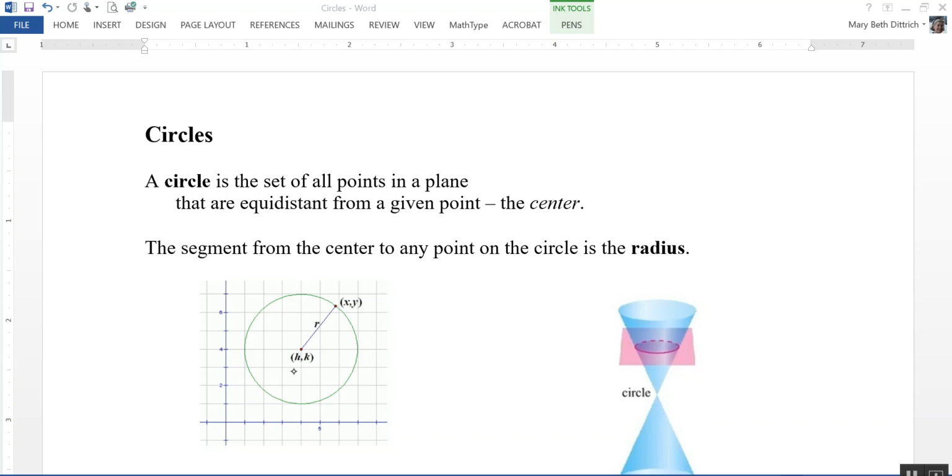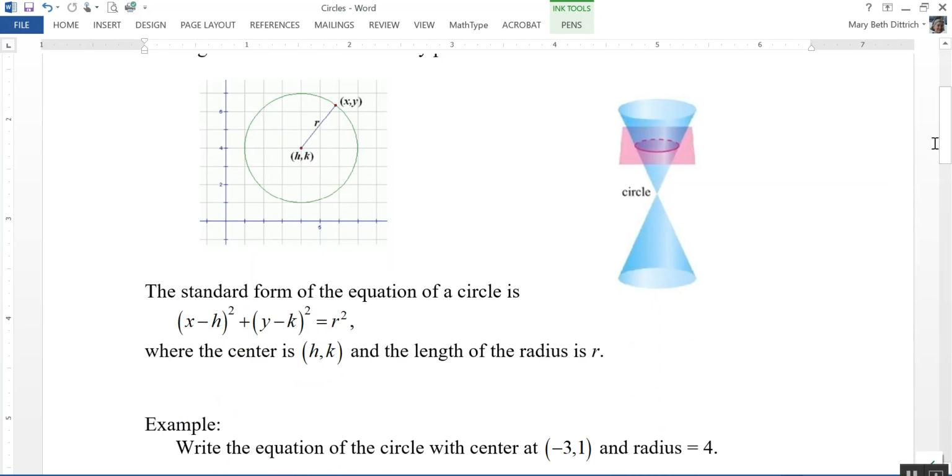Notice that our center is the coordinates (h, k), (x, y) is any point on the circle, and that distance from the center to the point on the circle is the radius. Recall also from the previous video that a circle is what you get when you intersect a double cone with a plane that is parallel to the base of the cone.